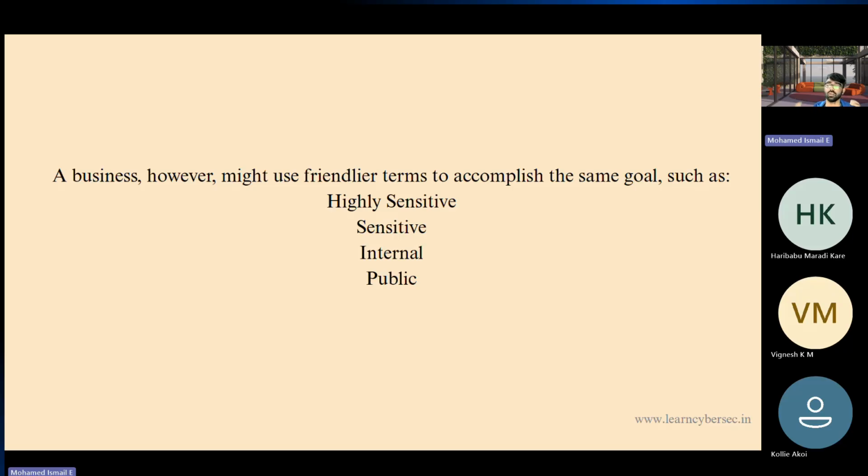Highly sensitive. Let's say you have planned to acquire some company, or the next 3 months' business plan. That may be highly sensitive, and only directors, the board of directors and VPs should know.